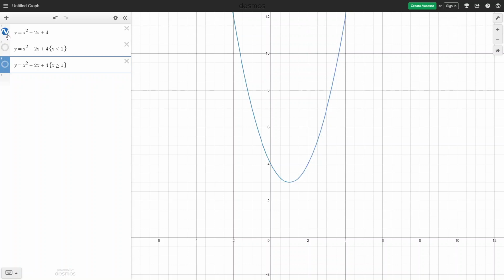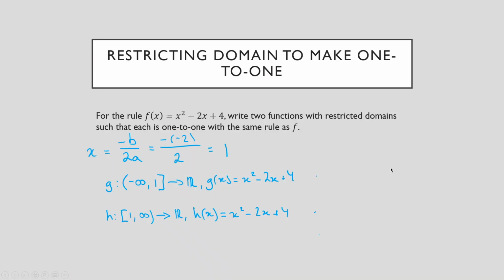It's really neat that we're able to do something like that. So you can split your parabola into two functions with separate restricted domains so that each function is one-to-one. All right, cool. We'll stop there, and I'll see you in the next video.